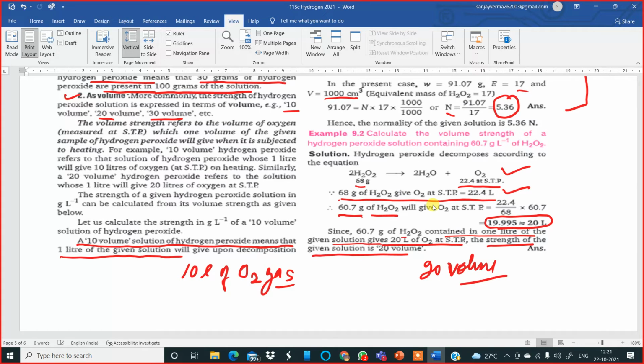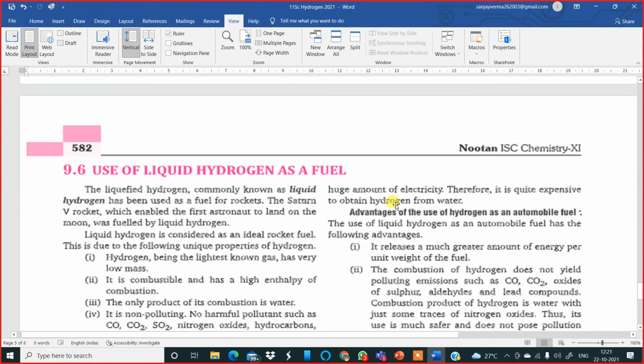Now these two sums are the two types of sums which will be asked in an examination from this chapter under hydrogen peroxide. Now after that, uses of liquid hydrogen as a fuel. This part is also important, so you have to go through it very carefully.